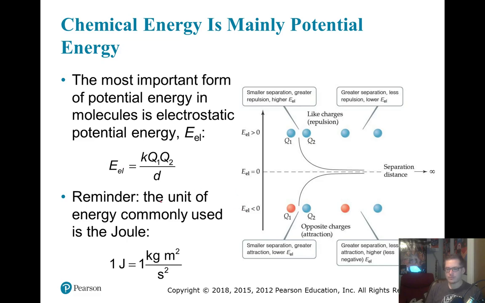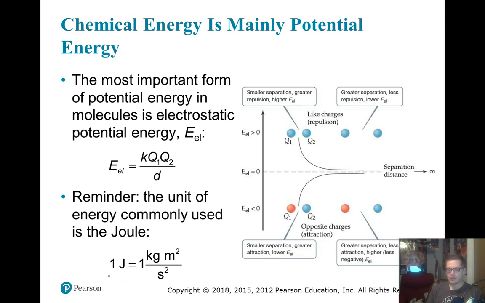Essentially what we're saying is, these two like charges are very close to one another, and because they're close, they have a lot of repulsion, so they have a very high electrostatic potential energy. Then as these two like charges get farther and farther apart, their electrostatic potential energy goes towards zero.